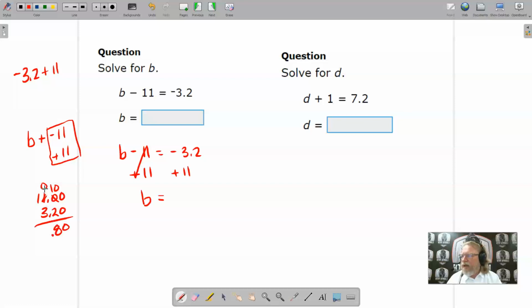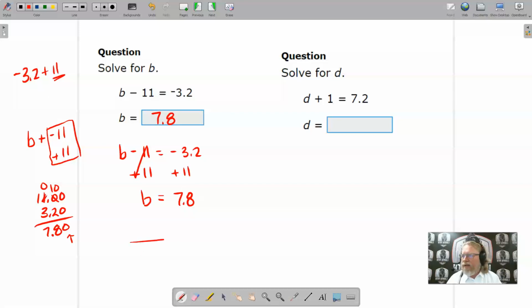Now I can't take 3 from 0, but I do see that this is a 1 here already, so I just think 10 minus 3 is 7. So I end up with 7.8. I drop that 0 off the end. Doesn't change the value. And the 11 has the greater absolute value, so it's positive, so my answer is going to be positive. So I end up with 7.8.